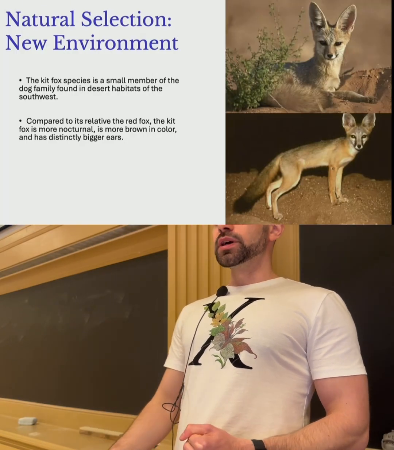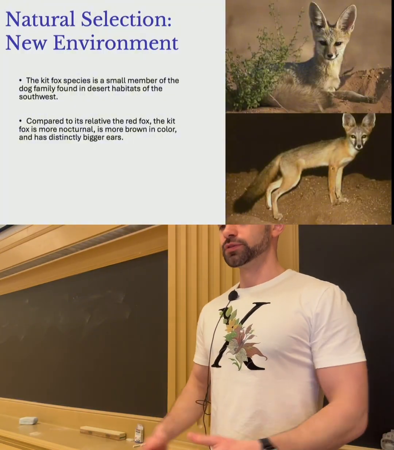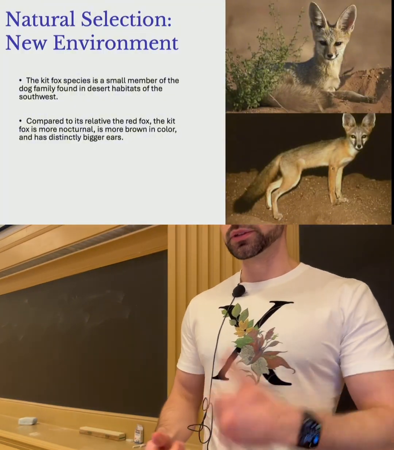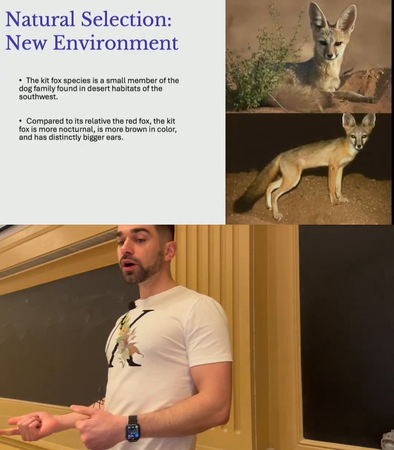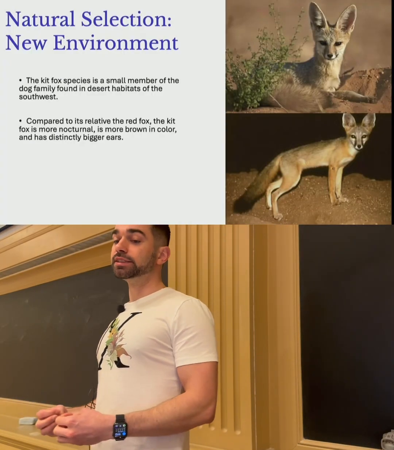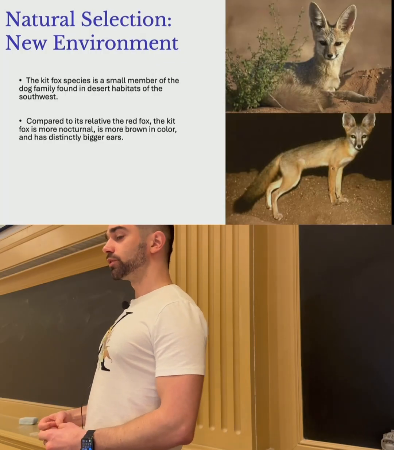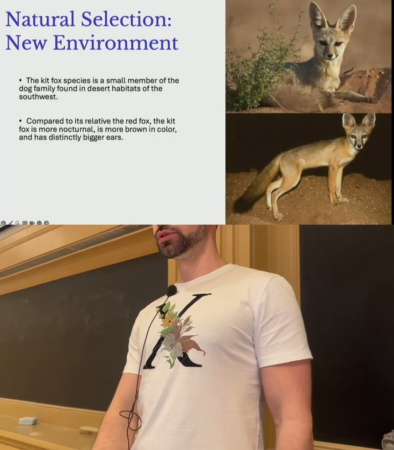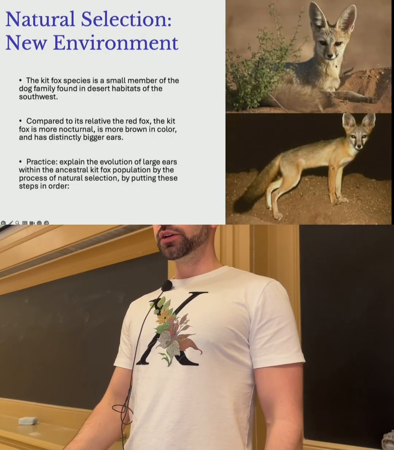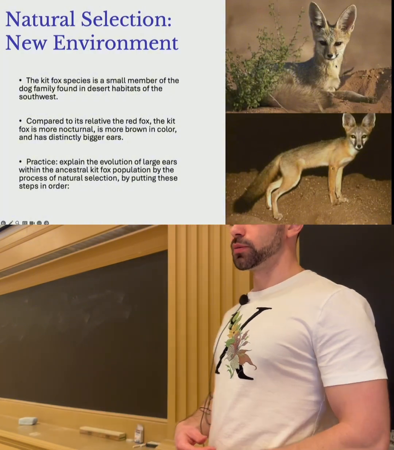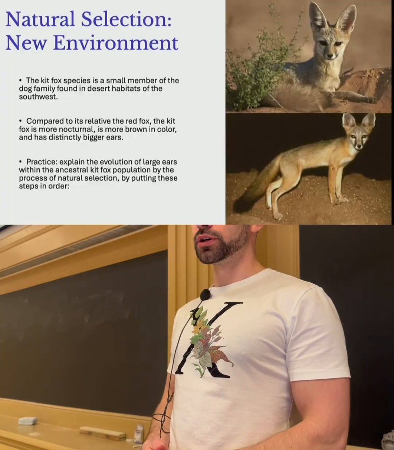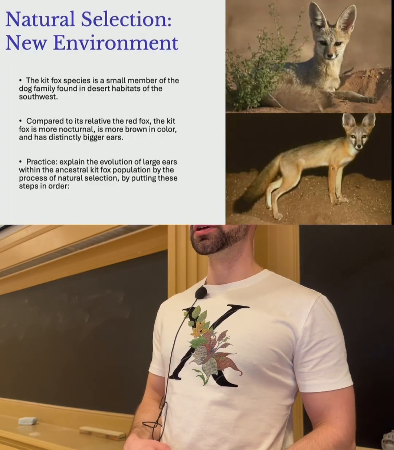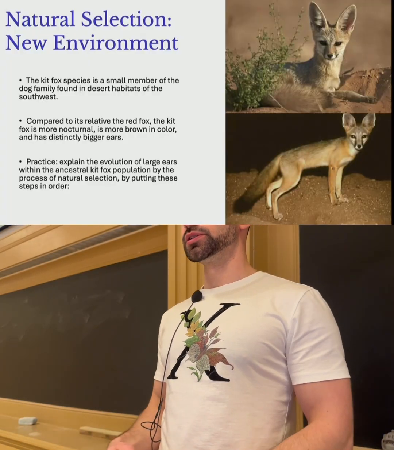So compared to its relative, the red fox, which probably if you've seen a fox, that's what it was. Certainly I have. The kit fox is more nocturnal. It's more brown in coloration, and it has distinctly larger ears. These guys have huge ears. So we're going to do a practice problem. We're going to together explain the evolution of large ears within the ancestral kit fox population by the process of natural selection.